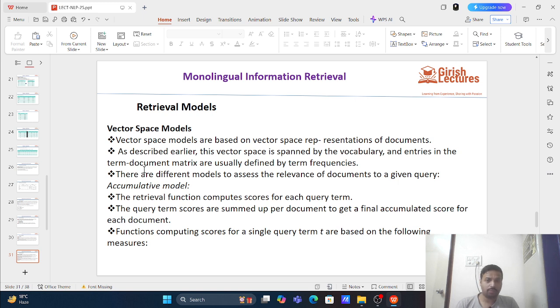The vector space model is a representation where we identify a matrix of data by using term frequency and IDFs. There are also different models, such as the accumulative model. Generally, it computes the scores of each and every query term. So according to the query we get, we are going to identify some scores, and there are functions which compute all these scores to get a single score for the query.